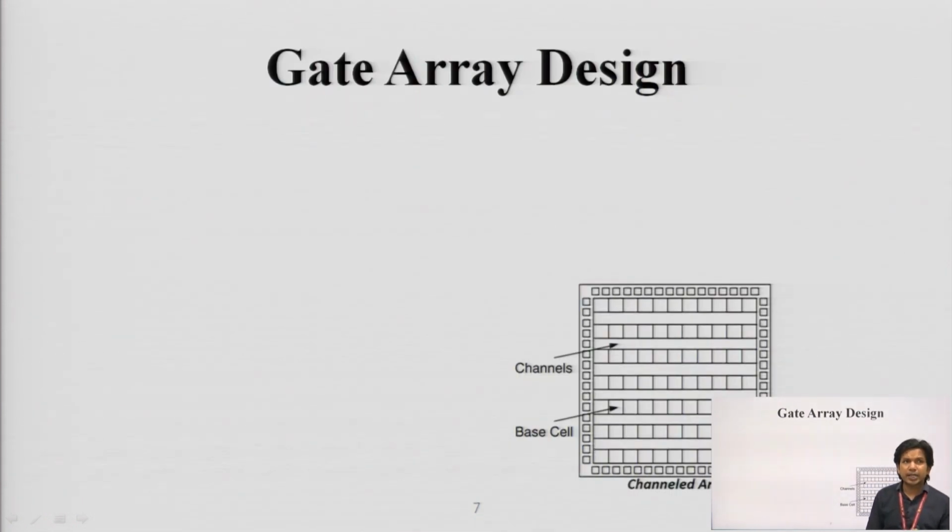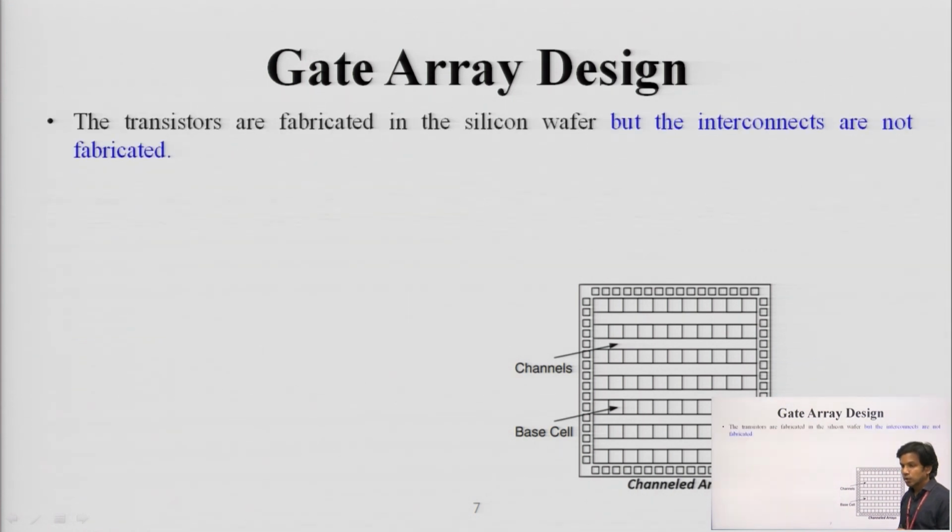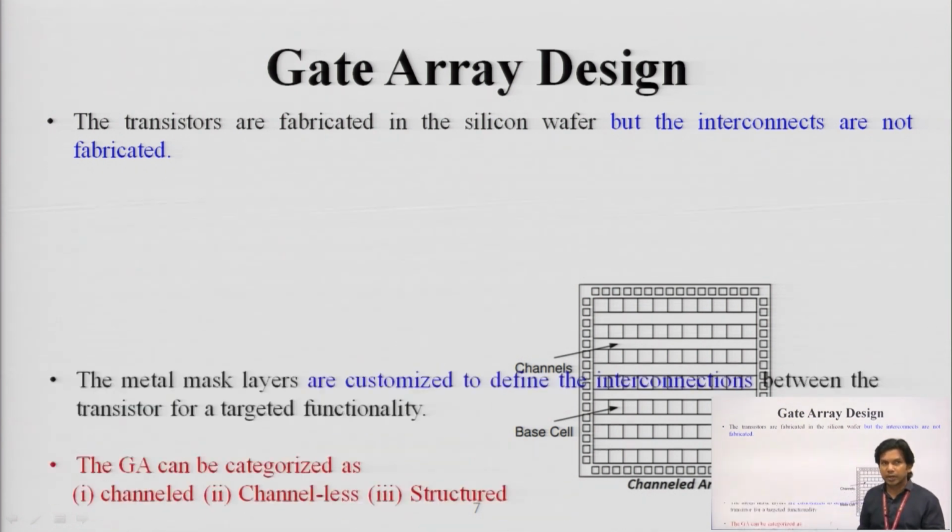Now, the next is gate array design. In this gate array design, again it is split into three categories: channeled, channelless, and structured. We will see all of these one by one. The transistors are fabricated on top of the silicon wafer, as you already know, but the interconnects are not fabricated by using this technique, gate array design. In the FPGA, we already have an interconnect which is programmed, but here the interconnects are not programmed. Just be careful here.